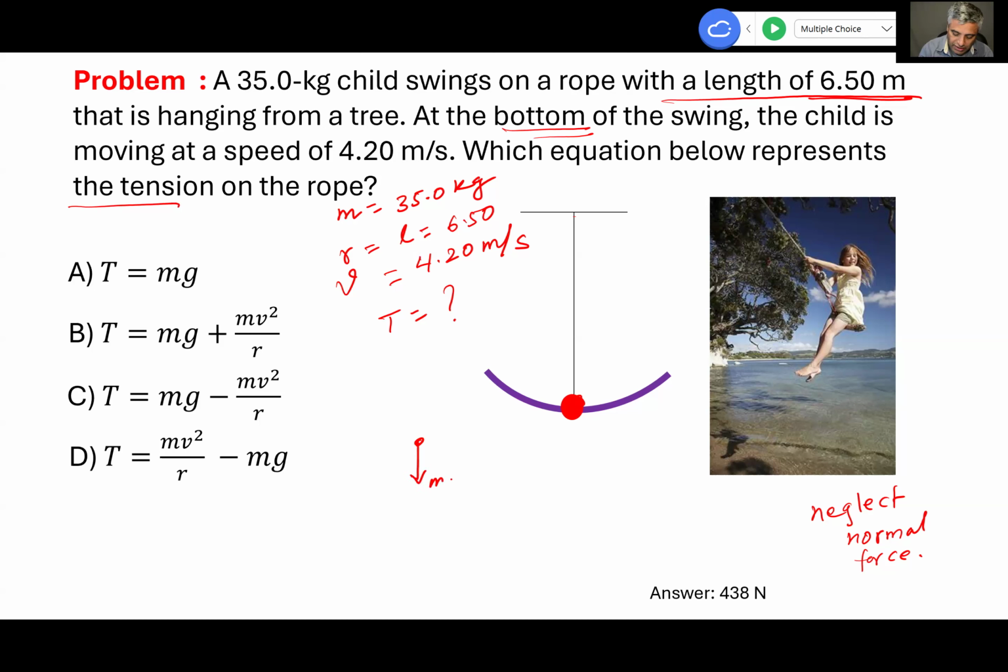So mg, and then there is tension, and the circle is like this. So that means it is accelerating towards the center of the circle there. So let's choose that as a positive R. So that means I can write the equation in the radial direction.